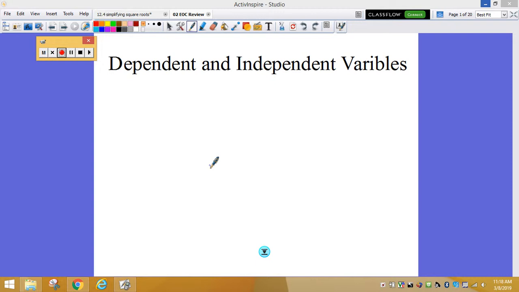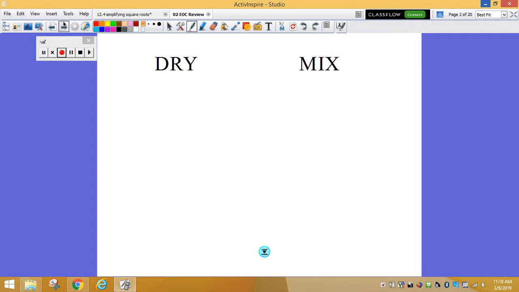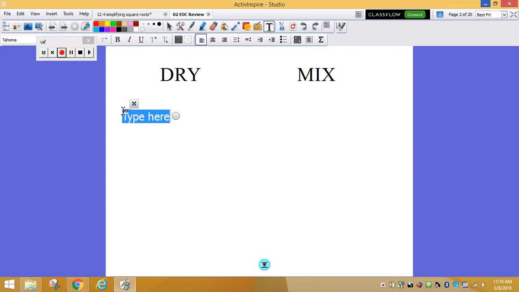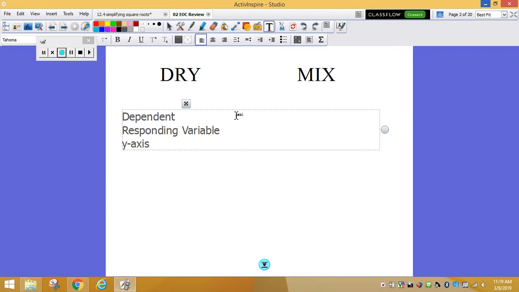So this lesson we're going to start with dependent and independent variables. The words DRY MIX will help you remember what you need to know. So write these down. The D stands for dependent. The R stands for it's the responding variable. And Y means it's going to be on the Y-axis. What we really care about is that dependent is on the Y-axis. Okay, dependent is on the Y-axis. You need to know that.